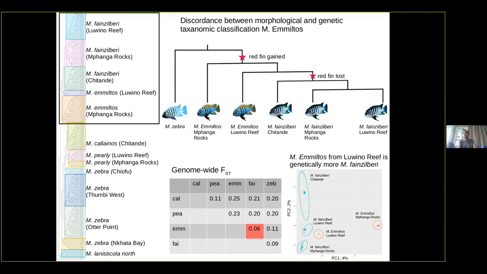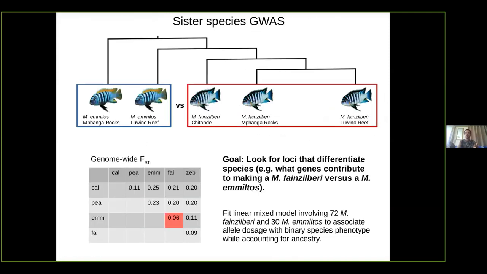And the first one she looked at involved Maylandia zebra, Maylandia emmiltos and Maylandia fainzilberi. It was maybe an interesting place to start because there's been some gain and loss of this red fin trait, but also because emmiltos from Luino Reef, one of the populations, for the most part the genetics and the taxonomy based on morphology line up quite well, but it was one case where it's actually more fainzilberi genetically, much more than it is actually emmiltos. And so she went in and played around to try to figure out what genes are of interest, what loci differentiate these species really. So what genes contribute to making a fainzilberi versus an emmiltos.